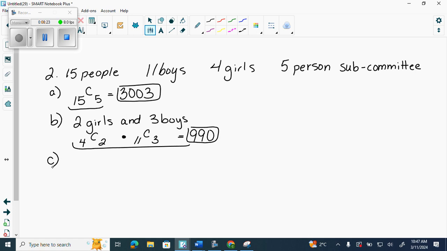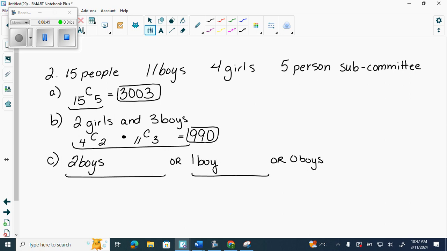Okay, at most 2 boys. So I need at most 2 boys. I need 2 boys or what? Less, correct? At most 2. So I need 2 boys or less. So I need 2 boys. Give me my one case. Or 1 boy. My next case. Or 0 boys. I always write my cases out to help myself out with the words above the top, correct?